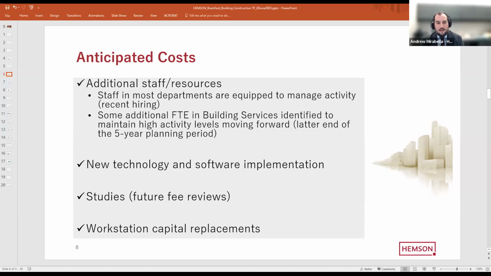We've also built in any new technology and software implementations which are on the forefront of what might be needed, studies for future fee reviews, as well as simple workstation capital replacement. So those costs are all embedded into our cost analysis itself.